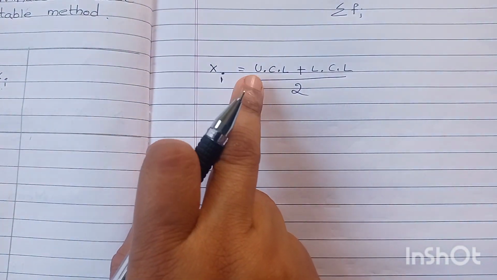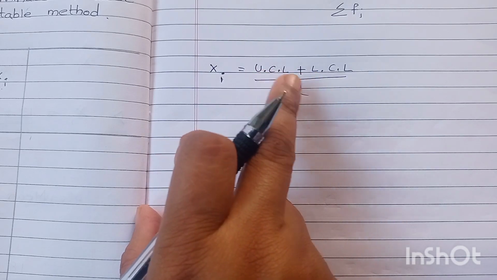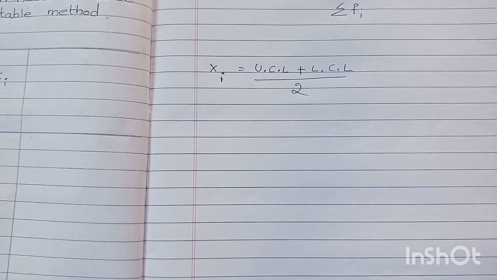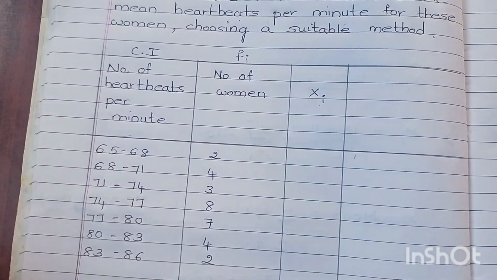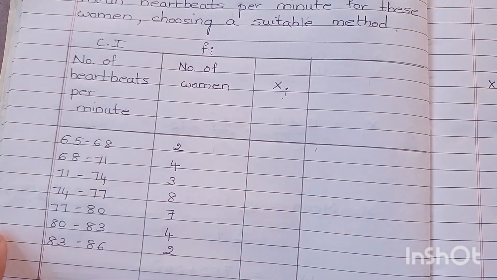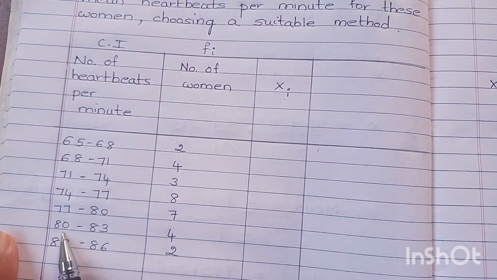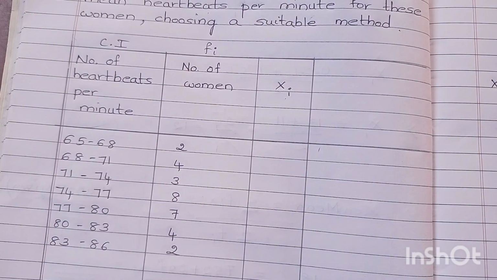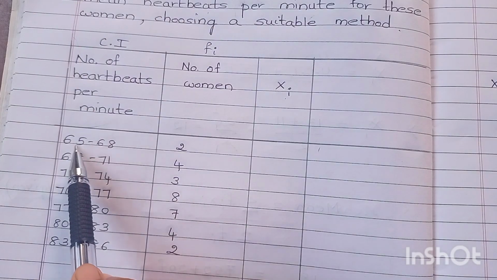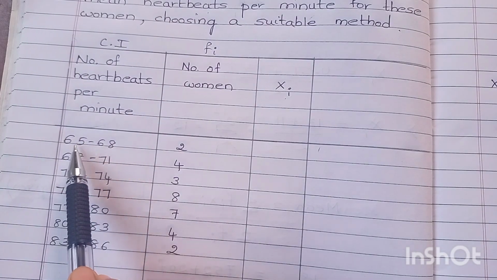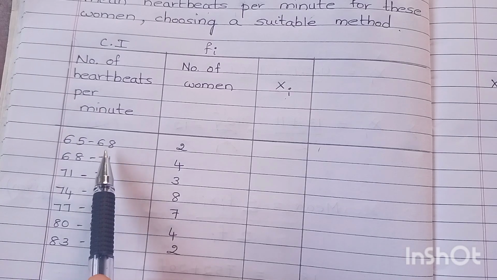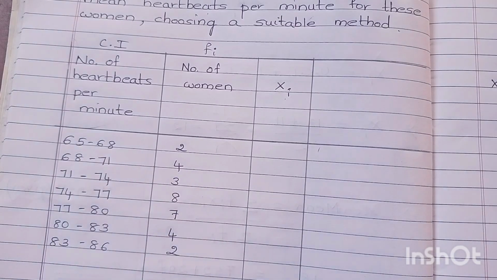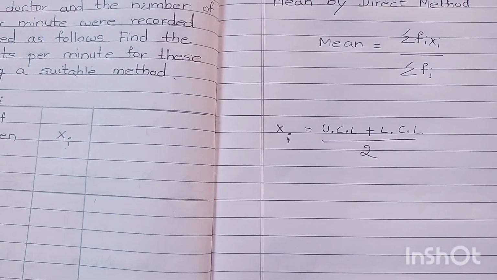Then what is the meaning of UCL, meaning upper class limit, and lower class limit? Let me tell you. See here. In the class interval, the numbers on this side are called the lower class limit, and the numbers on this side are called the upper class limit. So, 65 to 68: in this, 65 is the lower class limit and 68 is the upper class limit. Now let us substitute this in the formula.